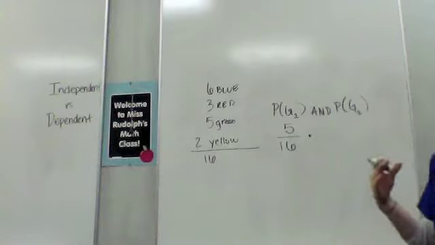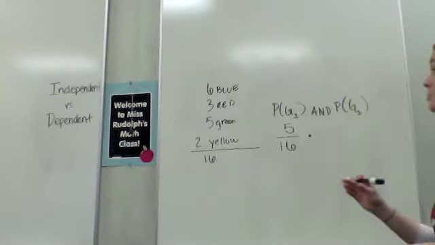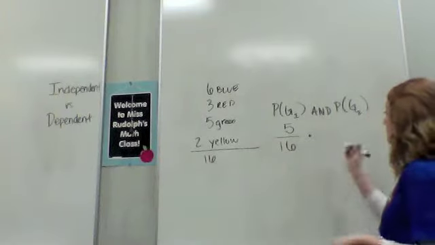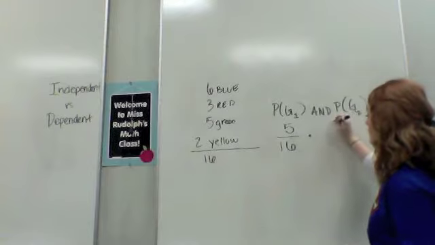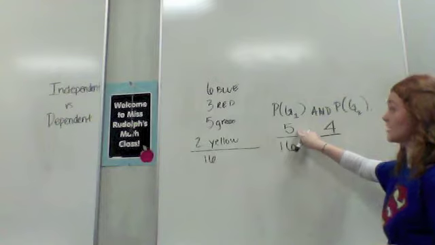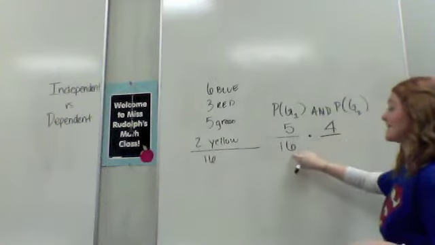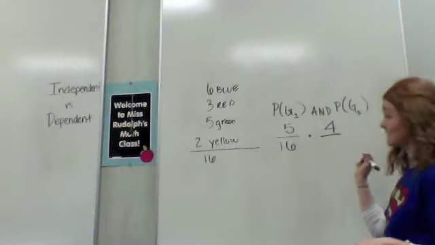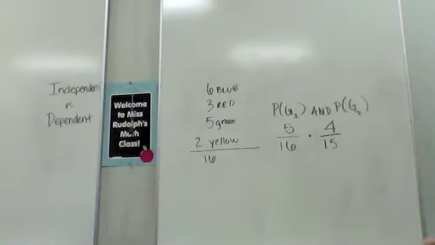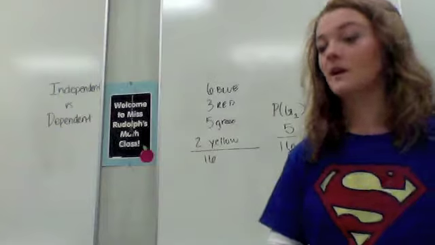Now, for that second green being drawn, you have to remember, things have changed. You drew a green out and you no longer put it back in, so now the new number of greens is 4. We had 5, we took one out, now we have 4. The new total, we had 16, we took 1 out, didn't replace it, we now have 15. So we have 5 16ths multiplied by 4 15ths, and I'll let you do the calculations on that.